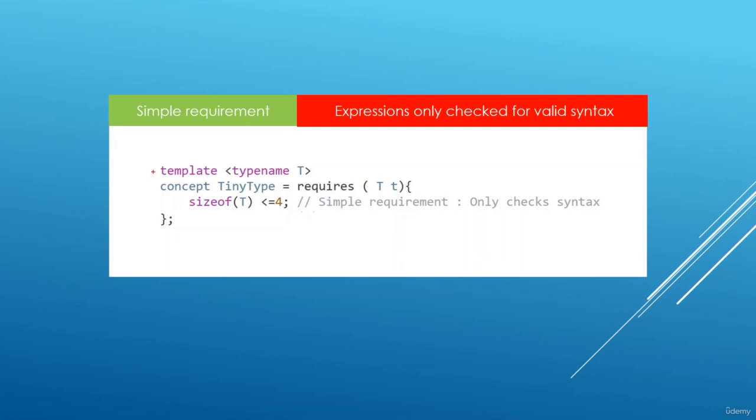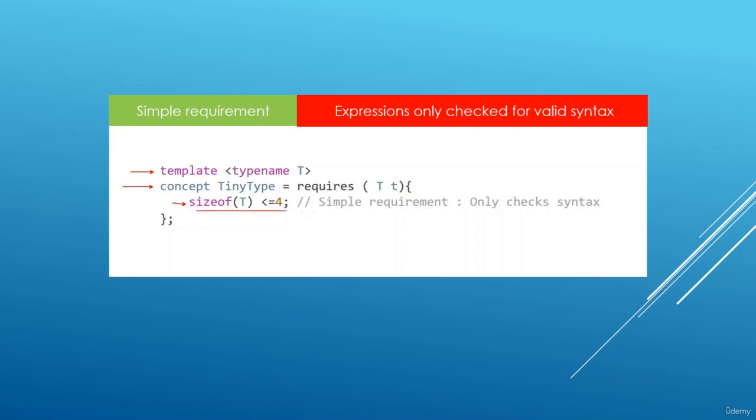Here we have our template declaration. We have a concept declared. The concept name is TinyType. We're going to put in our requires clause. We're going to put in our parameter list, and we're going to put in our curly braces. Inside the requires clause, we have a statement here, which is going to enforce that sizeof(T) is less than 4. And what this really means, it's going to check that sizeof(T), the syntax here is correct.